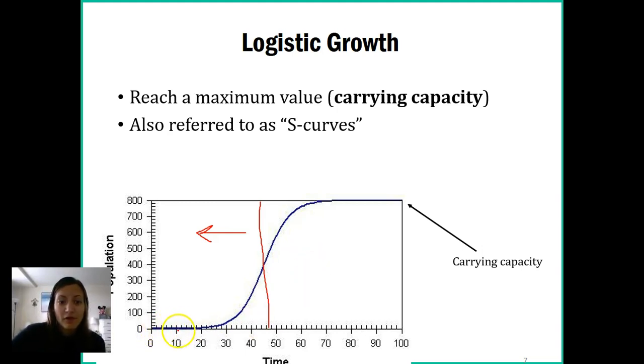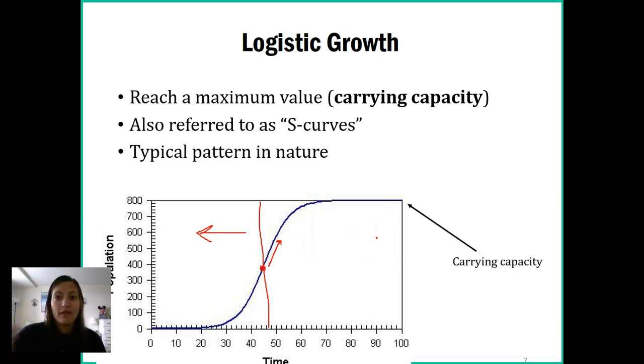We have a period of low population size that starts growing really, really rapidly, but then there's a point where the population growth slows down. The number of individuals added every generation becomes less and less. And that's because the population is nearing that carrying capacity. And this is what we see for a lot of organisms because it's more in balance and more in equilibrium with nature and with the ecosystem. And so that's kind of why we see it all the time. Not to say that it's what we see exclusively.